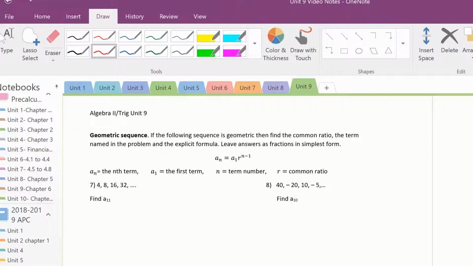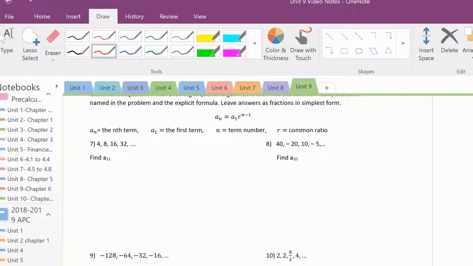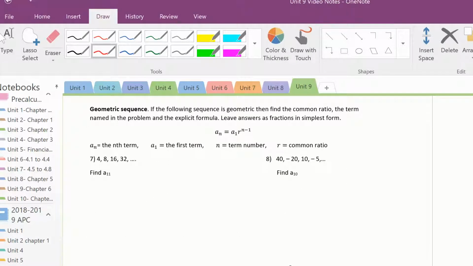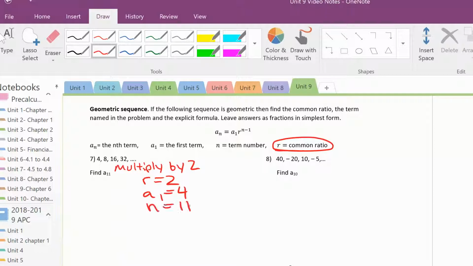However, there are other types of sequences besides arithmetic. There is what's called a geometric sequence. And a geometric sequence is when you multiply to go to the next term. So here you're multiplying by 2. So that number that you multiply by is what's called the common ratio. So here r is equal to 2. The first term is 4. And you are trying to find the 11th term.